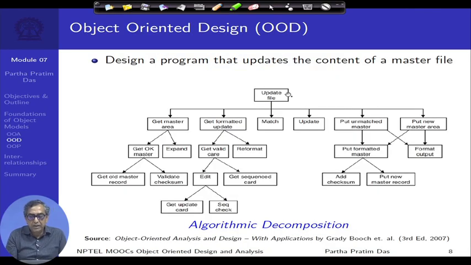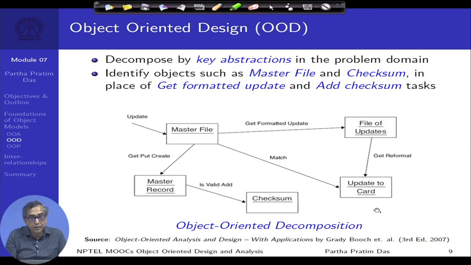So, this is just for a recap. I will not go over this example once again. We had discussed it earlier as well. I am just making a reference to this, that we had talked about updating the contents of a master file, and this is what you will get to with algorithmic decomposition, and this is what you get to in terms of an object oriented decomposition.